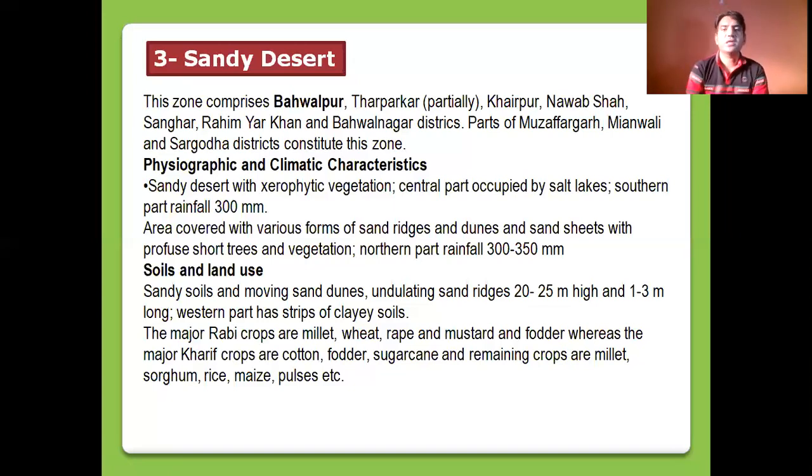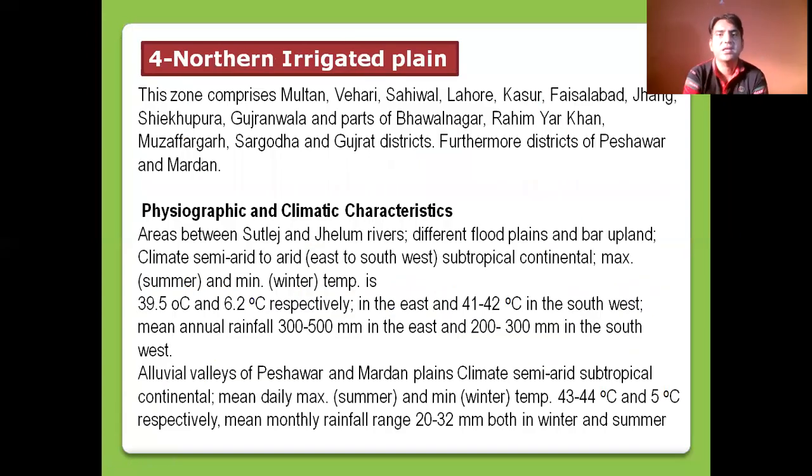So we have sugarcane and also millets, sorghum, rice. They are also grown here in the Kharif season, but not on a bigger scale. They are being produced on a small scale here. So now we have the northern irrigated plains.